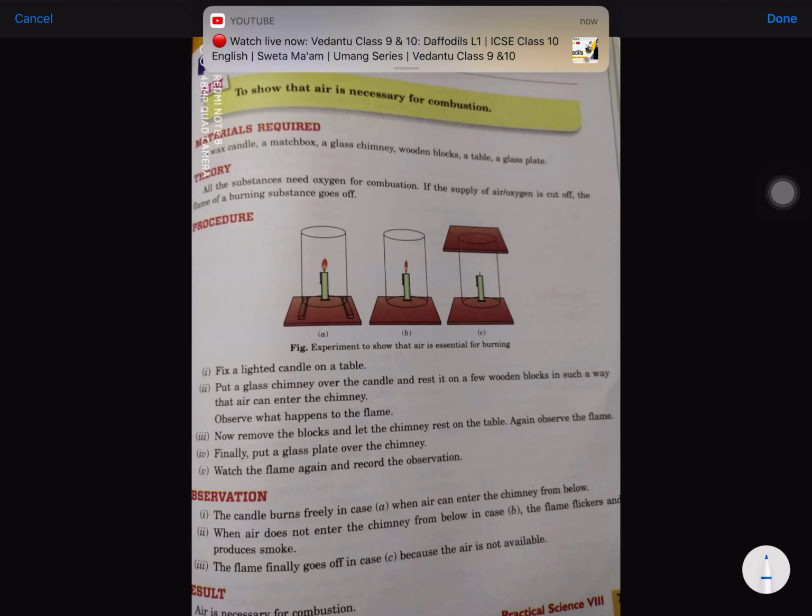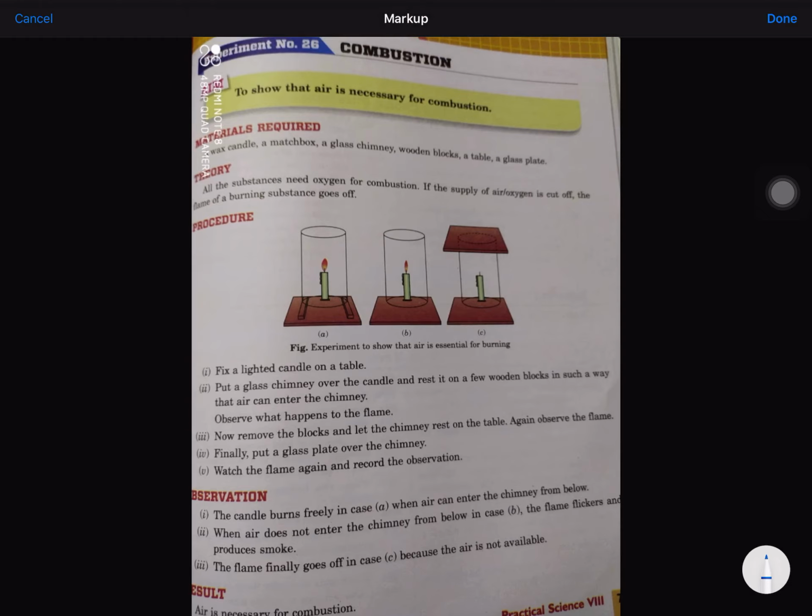Beta ji, in this activity you can see the three diagrams. These three diagrams are showing the three conditions which we have taken. First of all, you have taken a candle, then you have kept it on the table, and you have put a glass chimney over the candle. You have placed the glass chimney on the wooden blocks. What is the purpose of keeping the glass chimney on the wooden block?